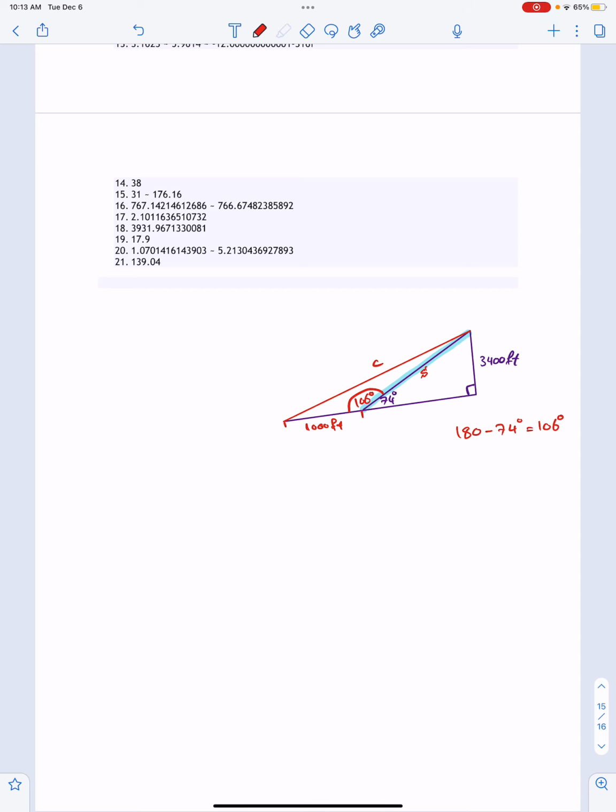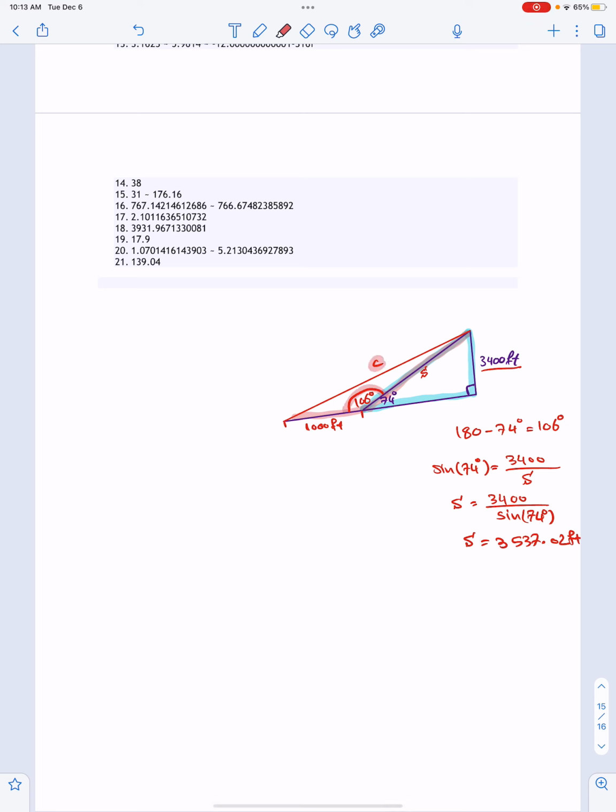Looking at the right triangle, I know that sine 74 degrees is equal to opposite 3,400 over hypotenuse, which is S. So S is equal to 3,400 divided by sine 74 degrees. So the side of the mountain is about 3,537.02 feet long. Now I know two sides and an angle between them.